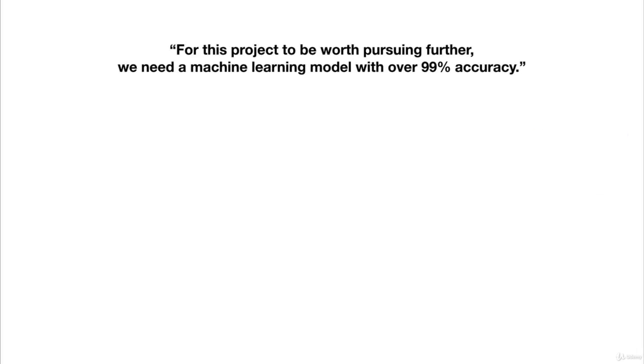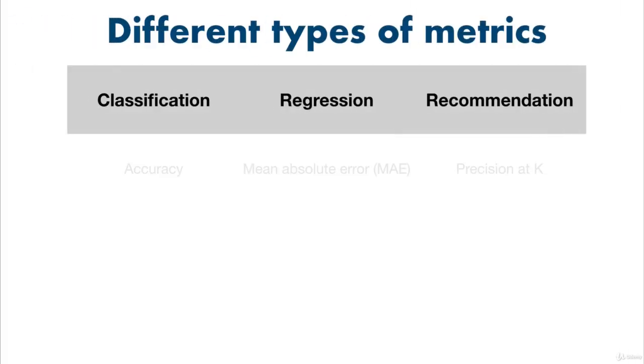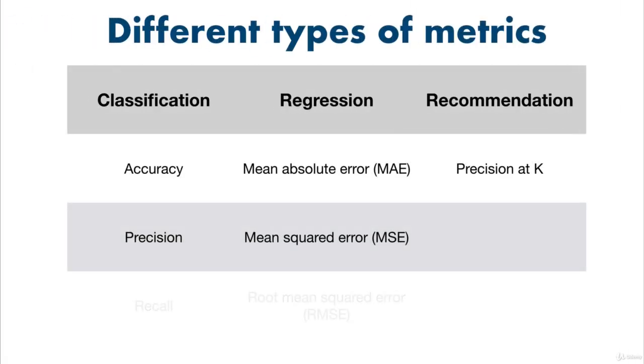For example, if your problem is to use patient medical records to classify whether someone has heart disease or not, you might start by saying, for this project to be valuable, we need a machine learning model with over 99% accuracy. Because predicting whether or not a patient has heart disease is an important task, so you'll want a highly accurate model. And as you could imagine, there are different evaluation metrics for different problems.